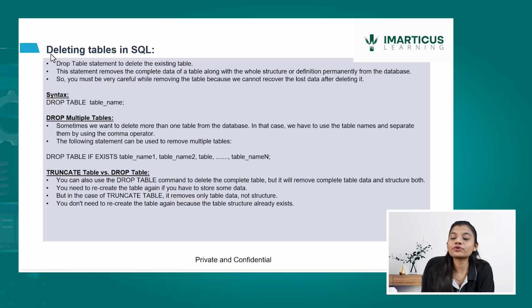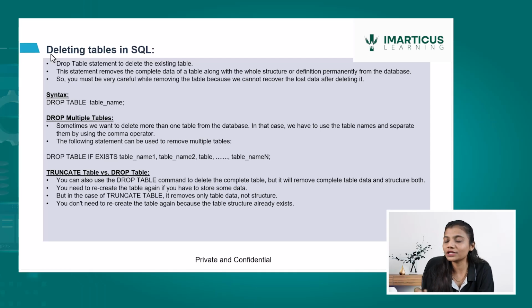Now, the difference between truncate and drop. You can also use the DROP TABLE command to delete the complete table, but it will remove both the complete table as well as the structure. You need to recreate the table again if you want to store some data. You have to create the table again from scratch. Whereas in truncate, you know that the structure is maintained, the table name is there, only the rows would be eliminated. That is, the table would be made empty. In the case of TRUNCATE TABLE, it removes only data, not structure. As I said, it only removes the elements, not the structural part.